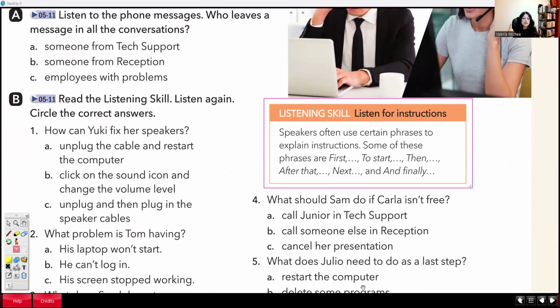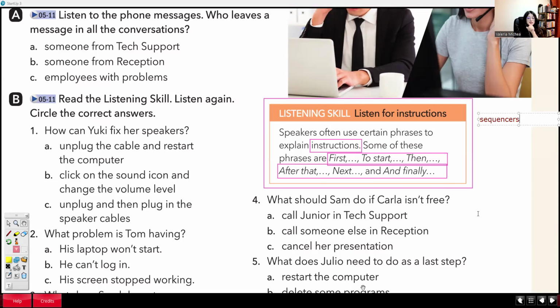So on the listening skill, we have that speakers often use certain phrases to express instructions, right? So here we are focusing on instructions. And we can say that some of those phrases that they use in order to introduce instructions are first, to start, then, after that, next, and finally, right? So I also call these words sequencers, by the way. Sequencers, because they help us talk about the order in which things happened, all right? So that's why we call them sequencers. So first, then, after that, next, finally, right? So it's to give the steps to do something, right?